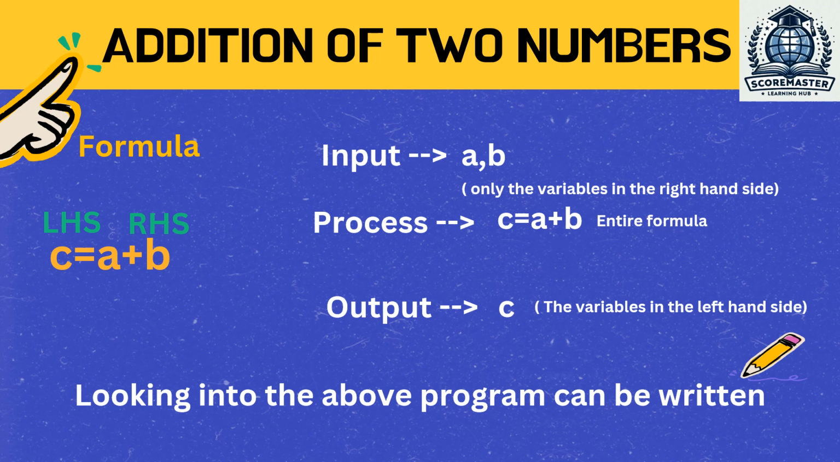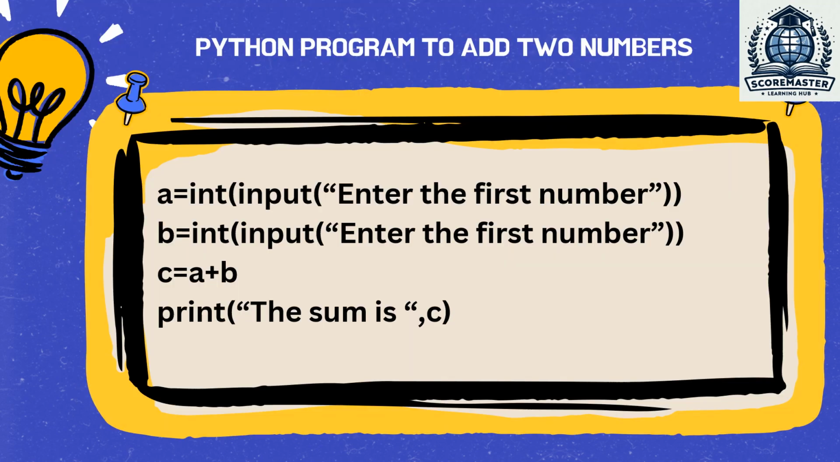Seeing this, we can easily write the Python program. Now to write the program, to take the two inputs we have to use input. Now calculate C = A + B, print the value of C, and execute the program.